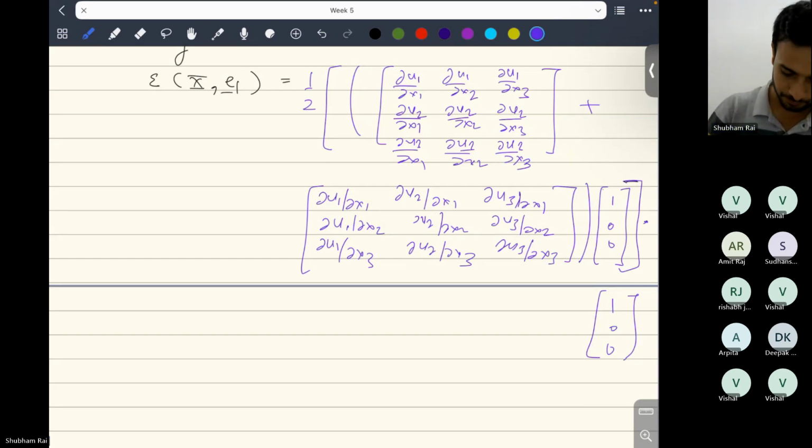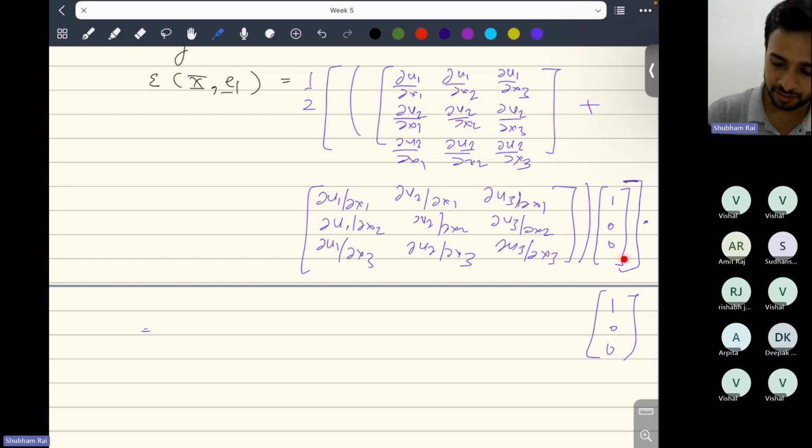If you solve this, there will be half of del u1 by del x1 plus half of del u1 by del x1. So this will be del u1 by del x1 only. Here the second element will be half of del u1 by del x2 plus half of del u2 by del x1. Right. Similarly, you can find the whole tensor.